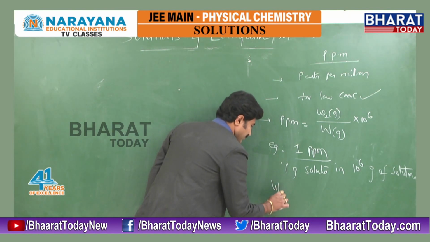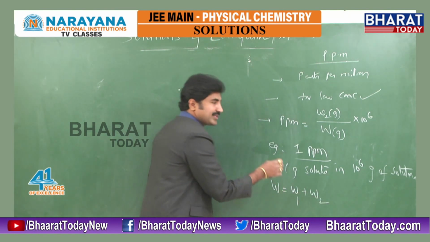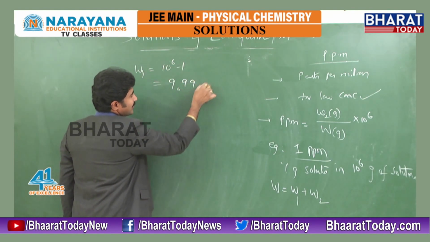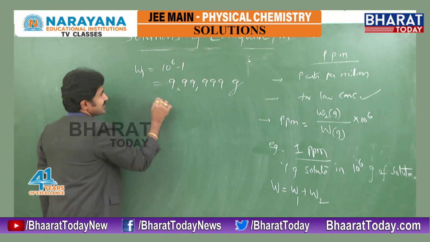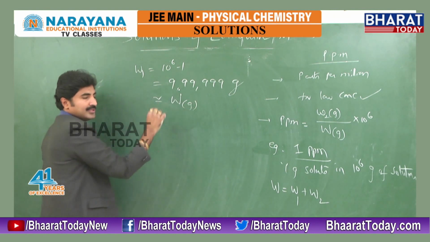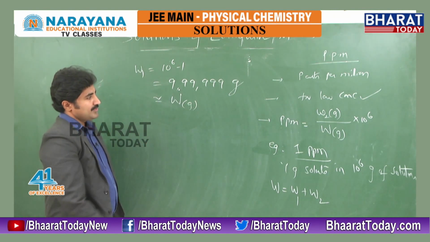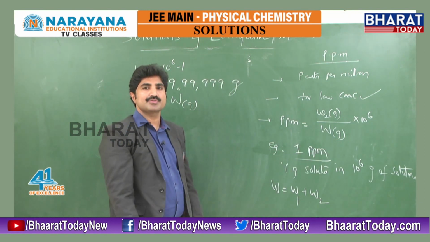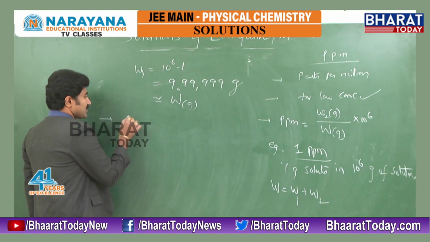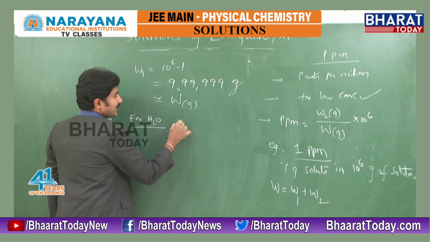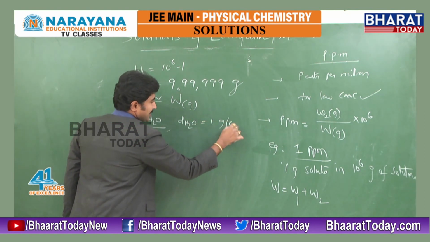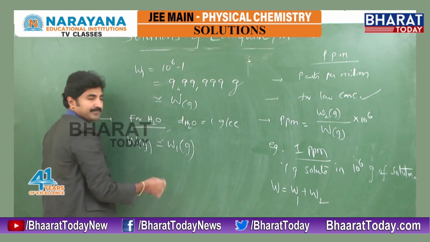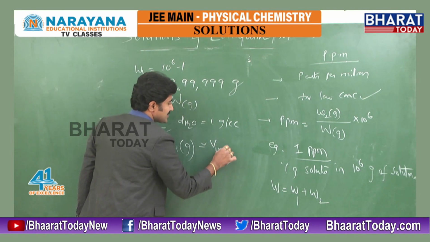That means W is equal to W1 plus W2. From this, what is the weight of solvent? 10 power 6 minus 1, 9,99,999 grams. This is approximately the weight of the solution in grams. That's why in ppm, instead of weight of solution, we can use weight of solvent also. For H2O solvent, density of water is equal to 1 gram per cc. Therefore, W in grams is approximately W1 in grams, that is approximately volume of water in cc.